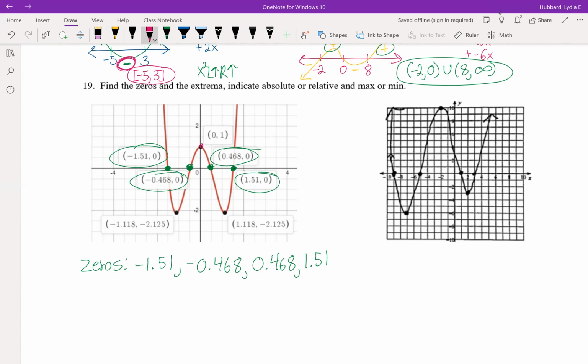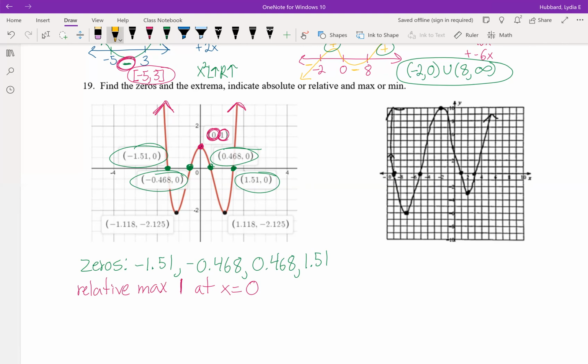And so I have a maximum that's occurring right here. However, it is not the highest point on this entire graph because the graph is going up still. So we can call that a relative max of the y value, which is 1. And we say it occurs at x equals 0, because that's what the x value is. Okay, and so that's how we would write that.